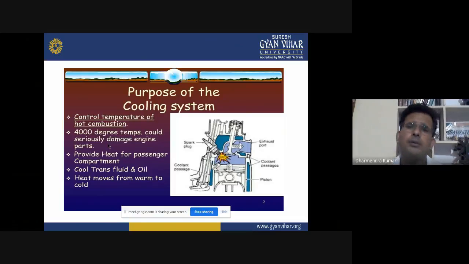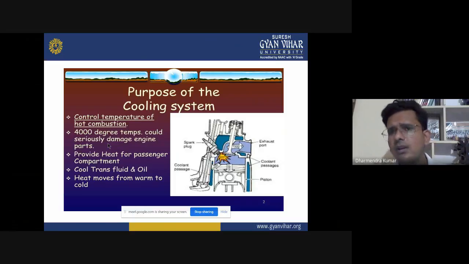Now, the most important thing is the purpose of the cooling system. Why is a cooling system needed in any automobile, or what are the various requirements of a cooling system in any automobile? Now, let's discuss point-wise. It controls the temperature of any hot combustion.